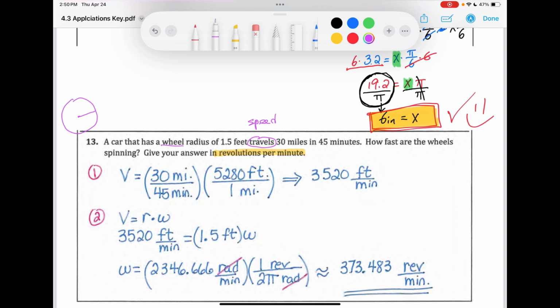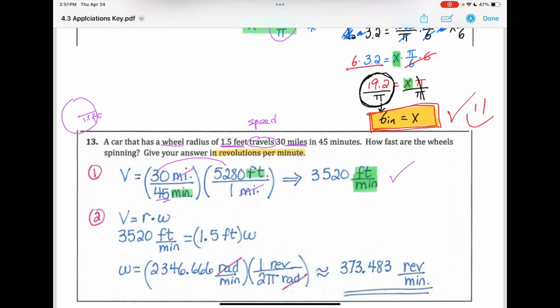But you see that the wheel is measured in feet, 1.5 feet, so we got this done. But the speed is in miles, so miles and feet are not the same unit, so I need to do a conversion. So therefore, we say that 30 miles per 45 minutes, I'm going to convert that. I need to multiply. We know that 1 mile is equal to 5,280 feet. So when we multiply this, seeing is believing, your miles cancel out. So now put the numbers together, you got 30 times 5,280, then divide by 45, you got 3,520. But what is that unit? What you see is what you got. It is feet per minute.